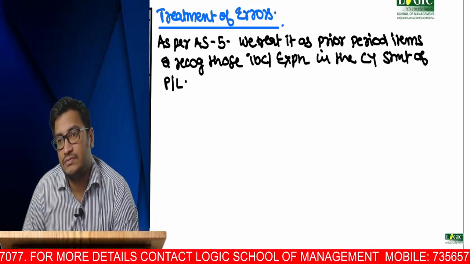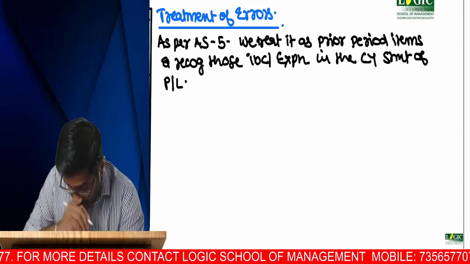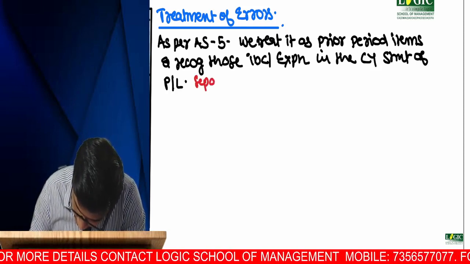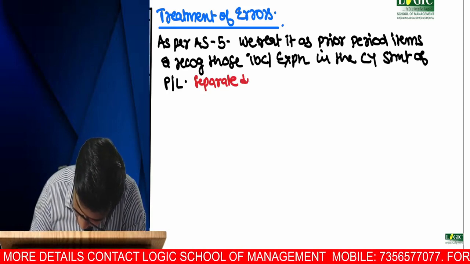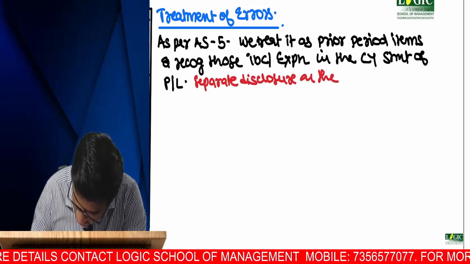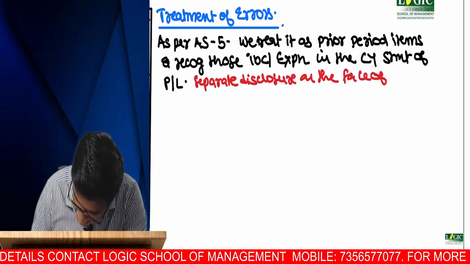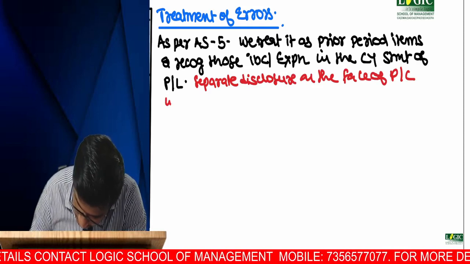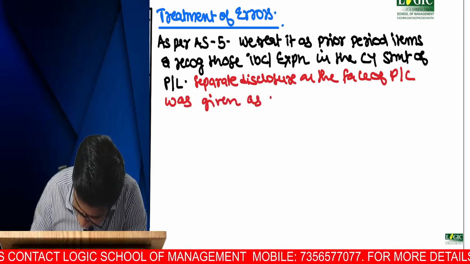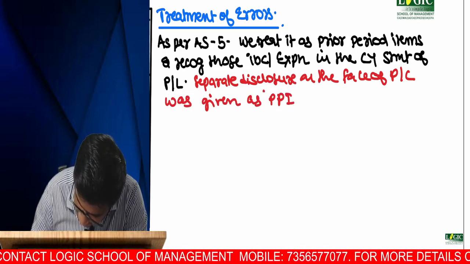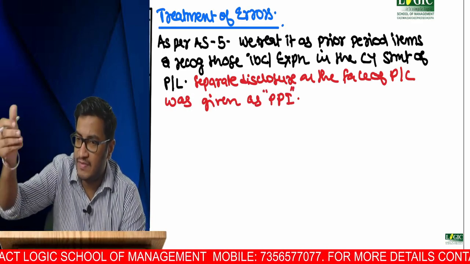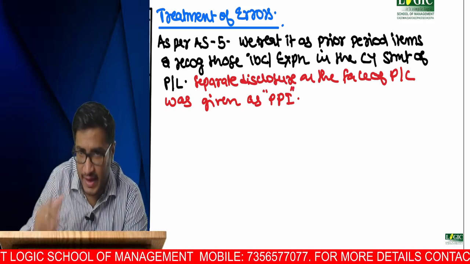Separate disclosure was given. Separate disclosure on the face of P and L was given as prior period items. We used to call it separately as prior period items, and we show that income and expenses on the face of P and L.